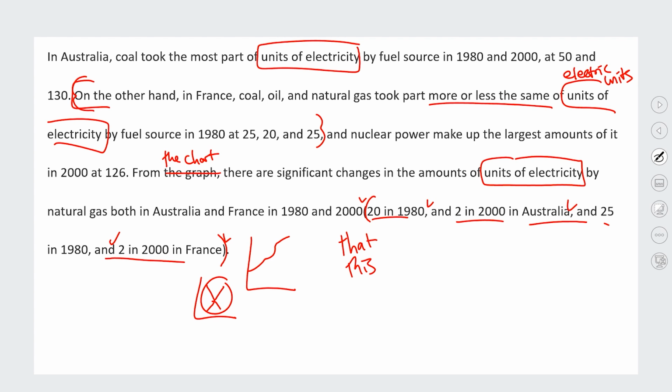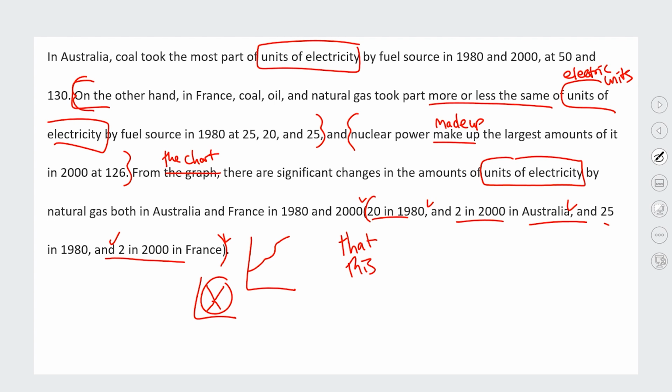And then we get into our second idea, "and nuclear power made," so this should be past tense, remember it's talking about the past, "made up the largest amounts of it in 2000 at 126," okay? So what's confusing here for me as a reader is that we've got two distinct complete sentences that have been pushed together in one sentence. So I've got two competing ideas. On the one hand, he's talking about coal, oil, and natural gas. And then he's also giving me information about nuclear power. Okay, he's not comparing in the sentence. He's not changing anything. He's just giving me two different parts of information crammed together in one sentence.